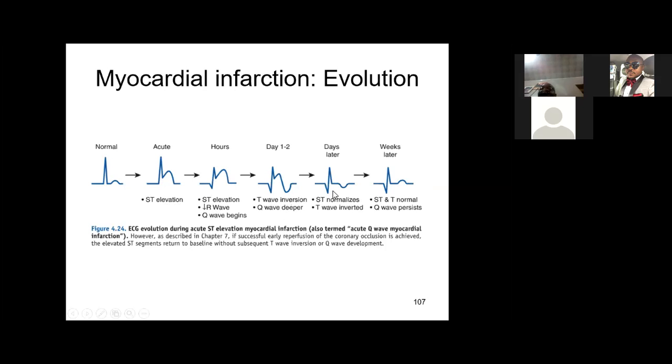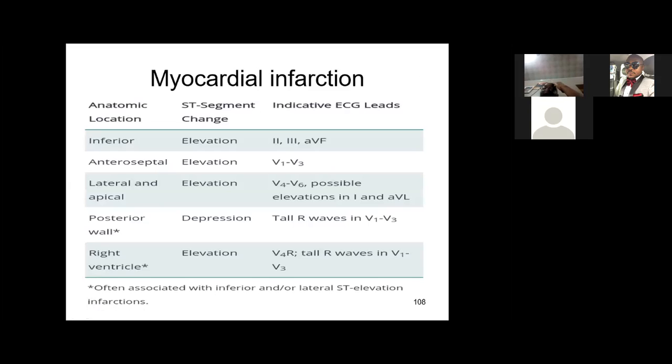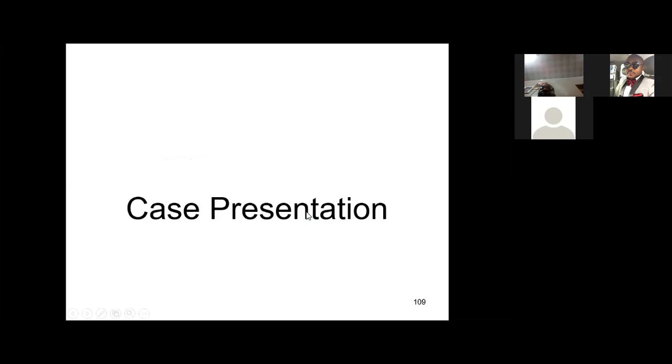Several days later, the ST segment normalizes, and now the T wave is inverted. Weeks later, ST and T wave are normal, but the deep Q wave, as we mentioned earlier, persists. And then this is once again a myocardial infarction, showing the ST segment changes in the various indicative leads.